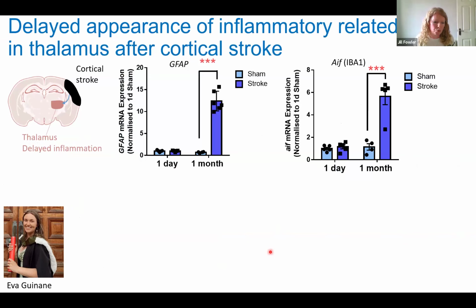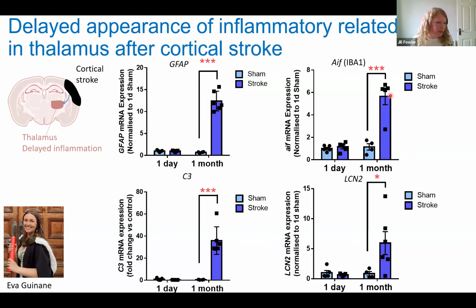So we next wanted to understand more about changes in the thalamus and changes to the inflammatory milieu. So in this experiment here, we have dissected out the thalamus either 1 day or 1 month after the cortical stroke. And we've undertaken some qPCR experiments to look at the inflammatory environment. And supporting our immunohistochemical experiments, we can see the genes encoding GFAP and IBA1 are not altered 1 day after the stroke, but they're markedly elevated 1 month post-stroke.